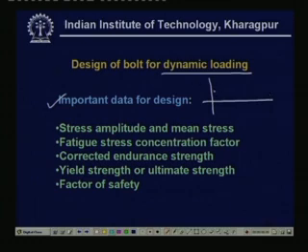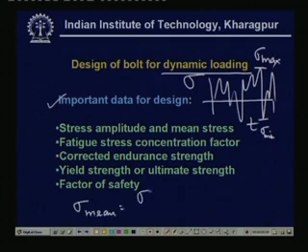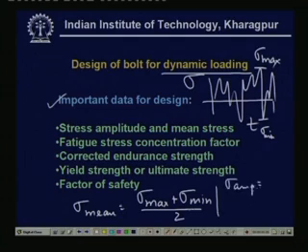That is, whenever we have a stress which is fluctuating, something like this, and this is varying with time, this is sigma, it has some maximum value sigma max and minimum value sigma min. Then the mean stress is sigma max plus sigma min divided by 2, and the stress amplitude, sigma amp, is sigma max minus sigma min divided by 2, and we have various fatigue failure criteria based on this sigma mean and sigma amplitude relationship.